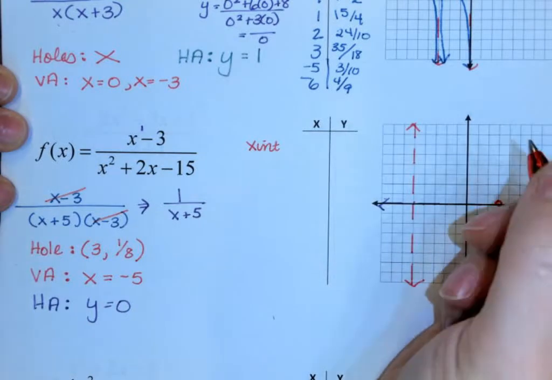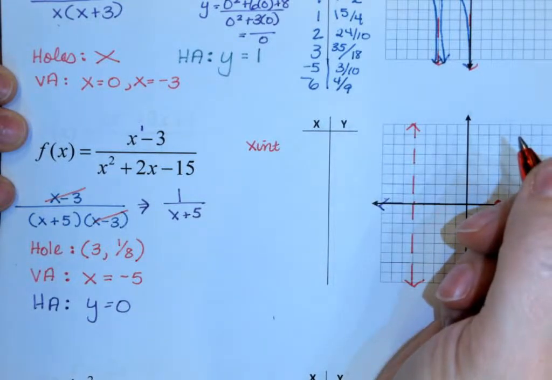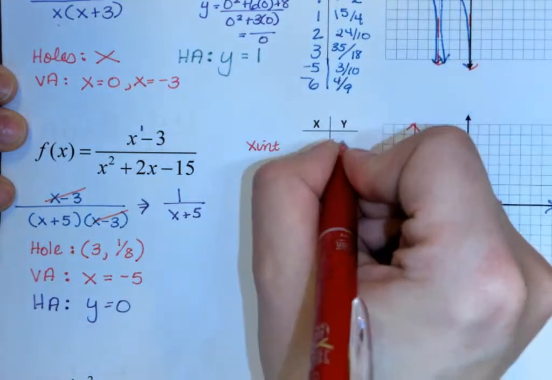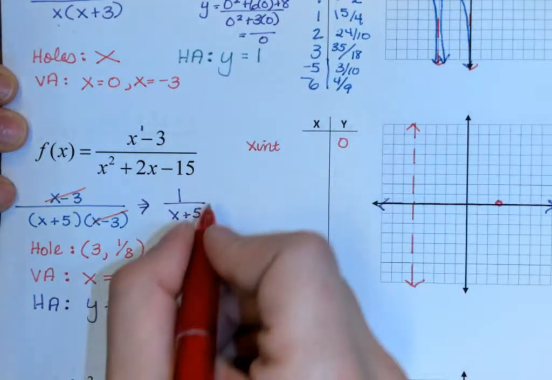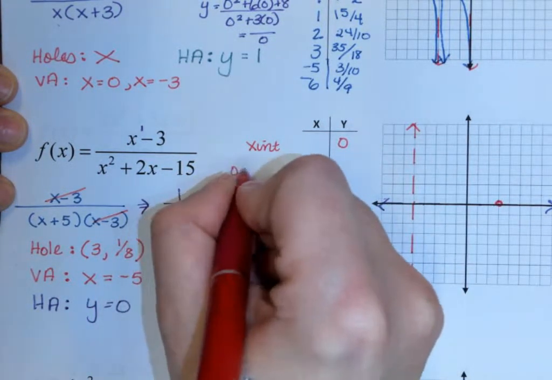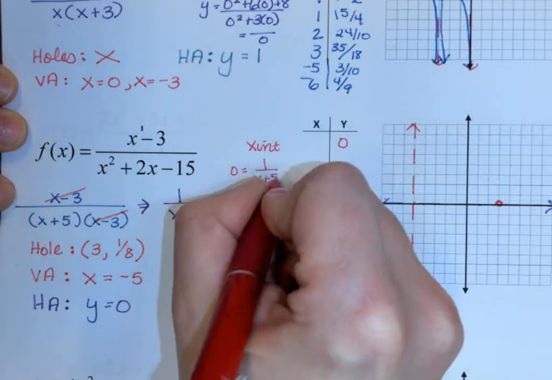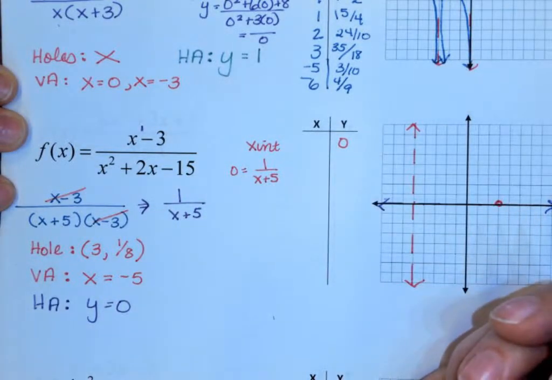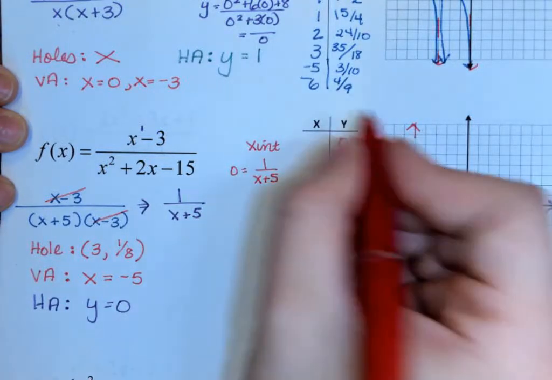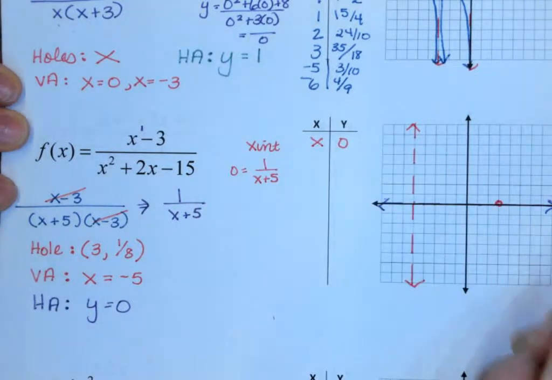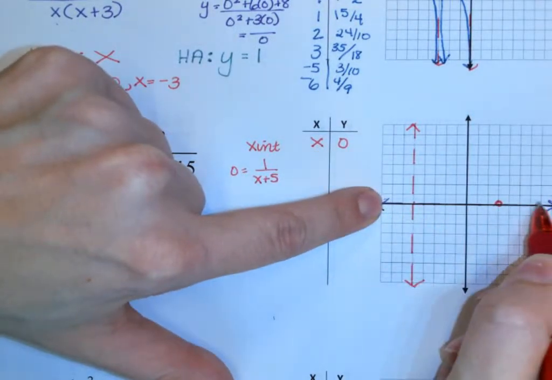How am I going to find an x-intercept? What do I do? Put 0 in for y. And when I put 0 in for y, I'm going to have 0 is 1 over x plus 5. What do I get with that? Well, it's not going to happen. It's not going to happen because you have an asymptote right there.